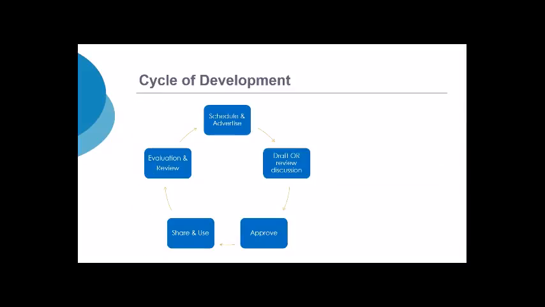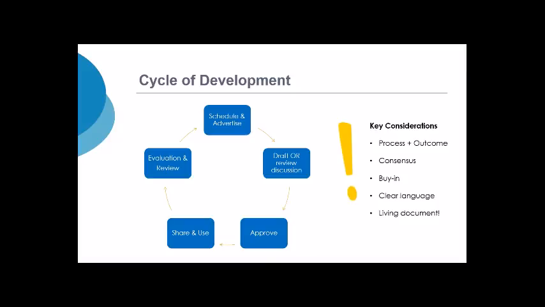You should also think of it as a cycle. So you're going to schedule and advertise you're doing it. You're actually going to draft and review it. You'll approve it, share it and use it, evaluate and review, and then start all over again. Thinking of it as a cycle, something that you do every year, will help you to remember to do it and ensure that it's meeting your needs at that time.